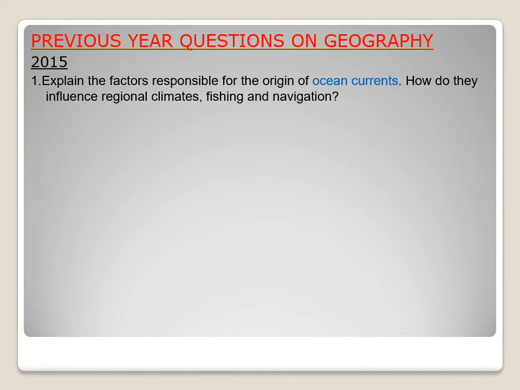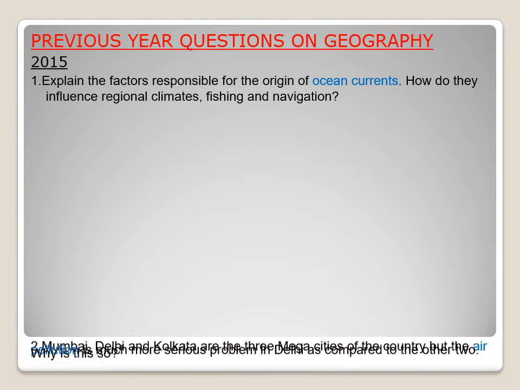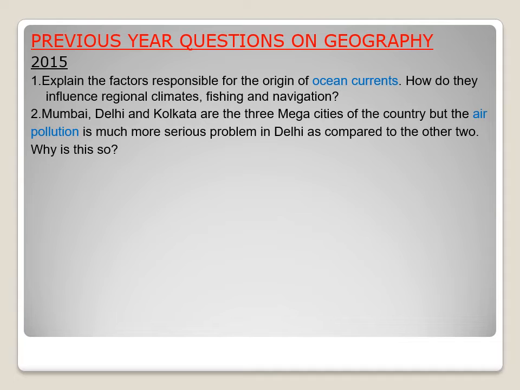Now let's look into previous year questions on geography. In 2015, they asked about ocean currents and their influence on climate, fishing, and navigation. It is a part of oceanography. Drawing ocean currents along with explanation will help you to write a convincing answer. Next one is related to air pollution. This question reminds you to study geography and environment simultaneously. Here, stubble burning and the geographical location of Delhi are the main reasons.